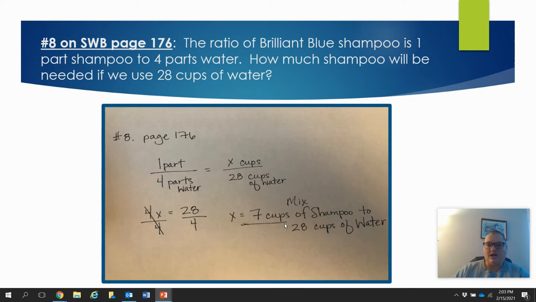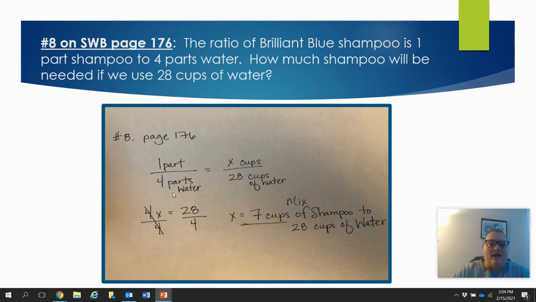Well, a part, I should probably explain, a part can be anything. A part could be 1 tablespoon to 4 tablespoons. It could be 1 gallon to 4 gallons. When it's talking in this question, it's talking about cups. So it's 1 cup to 4 cups. So a part can be anything depending on how much you need to make.